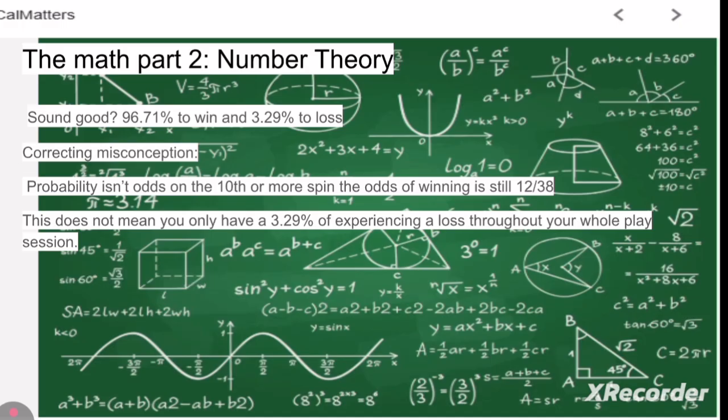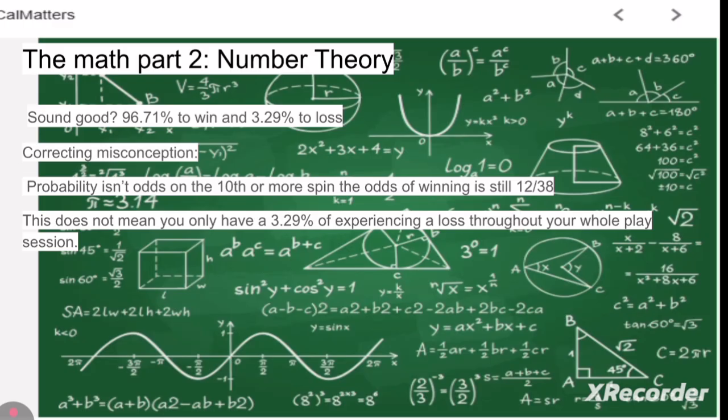Now, when I mean that you have a 3.29% probability of losing, it does not mean that it will only happen once through that entire play session. Another way to think about it is that every 9 or 10 numbers, that 3.29% probability of loss is going to show up.